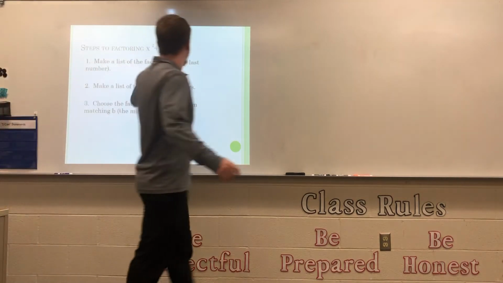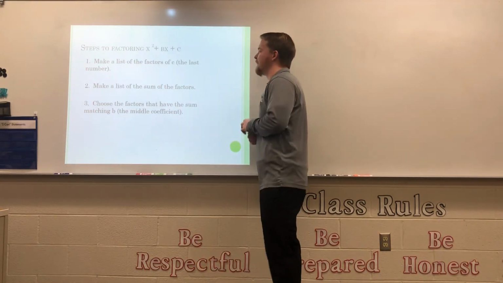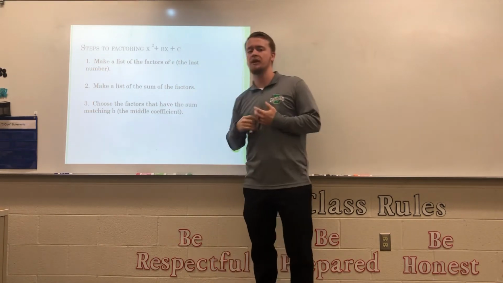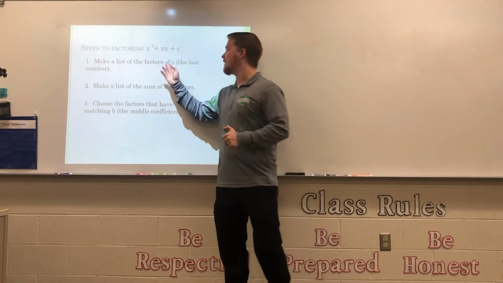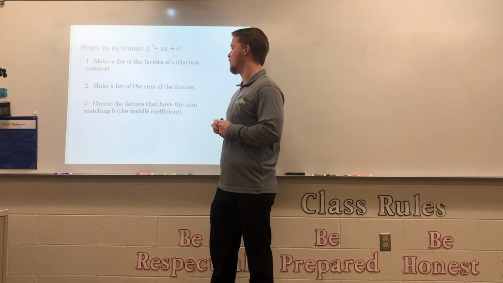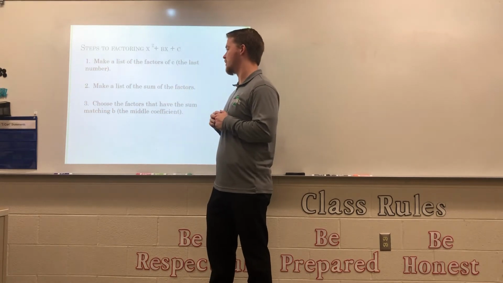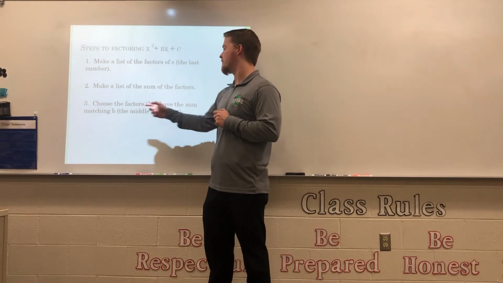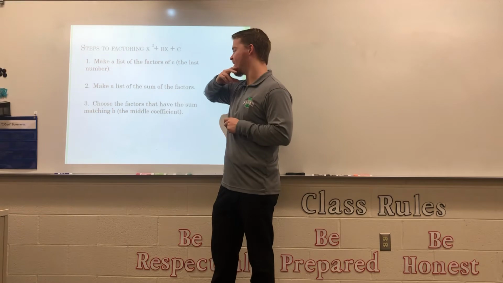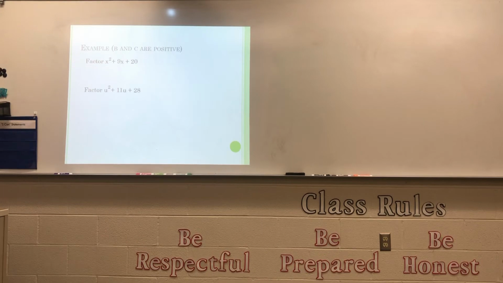So these are your steps to factoring x squared plus bx plus c. First, make a list of the factors of c, the last number. So you'll have your last number and you're going to make a list of the numbers that multiply to be that number. Then you make a list of the sums of the factors. So we're going to add those factors up and see what their sums are. Then you choose the factors that have the sum matching b, the middle coefficient. Those steps will make more sense as we look at examples, but let's jump straight in.